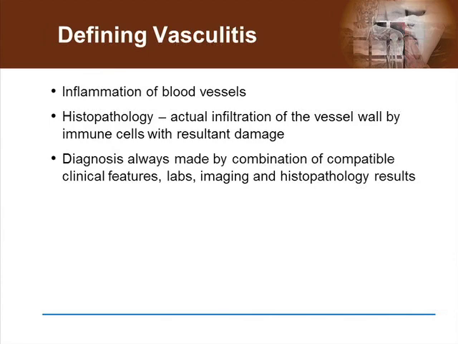So how do we define vasculitis? Simply put, it's inflammation of blood vessels, and inherent in this definition is the fact that in true systemic vasculitis, you actually see immune cells within the wall of the blood vessel with resultant damage. So it's not enough to have a few lymphocytes or immune cells around the blood vessel which is intact, but you actually see destruction of the vessel wall architecture by these immune cells. And as for other rheumatic diseases, the diagnosis is made by a combination of compatible clinical features, labs, imaging, and histopathology results.